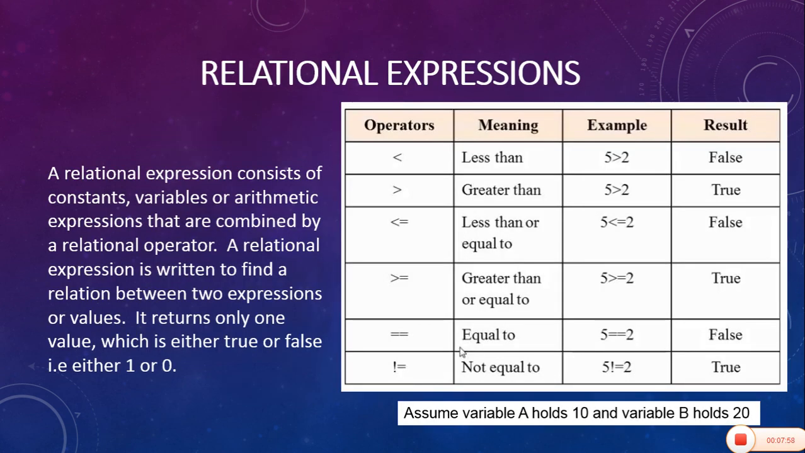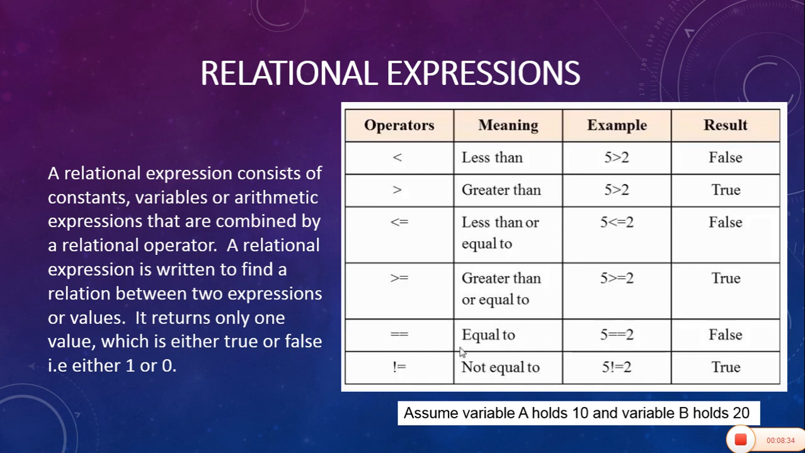Next is the relational expression, or the relational operators. These are the relational operators. When relational operators are used in an expression, it is called a relational expression. A relational expression consists of constants, variables, or arithmetic expressions that are combined by relational operators. A relational expression is written to find a relation between two expressions or values.